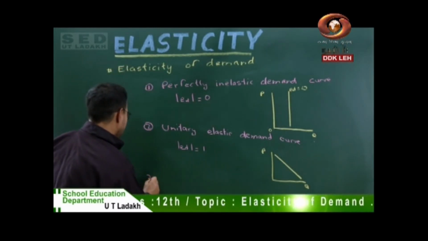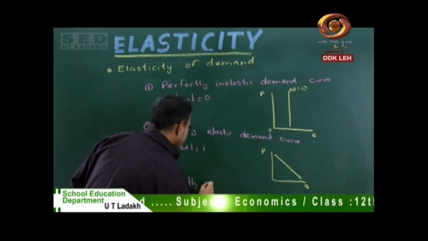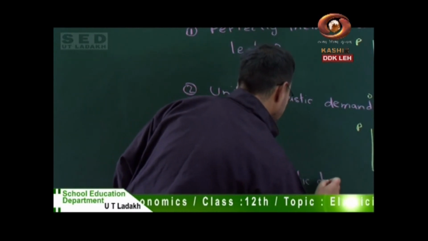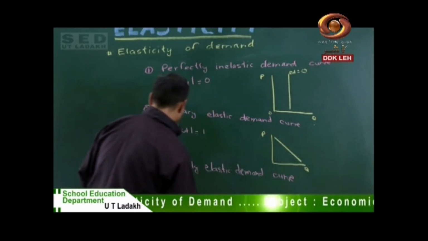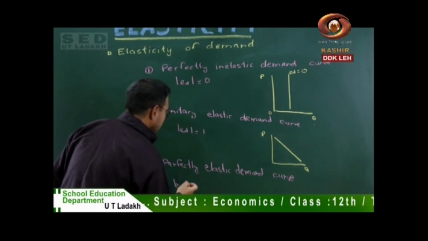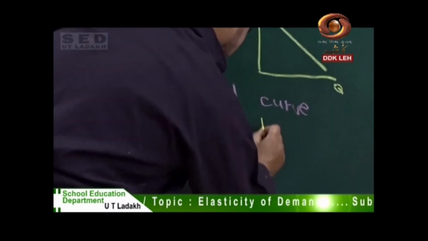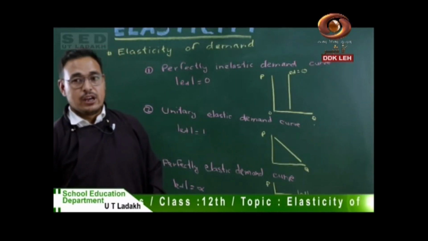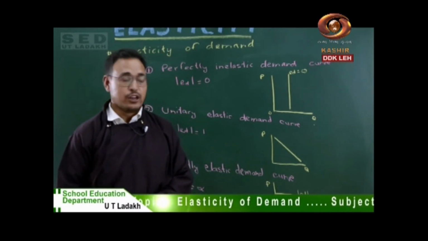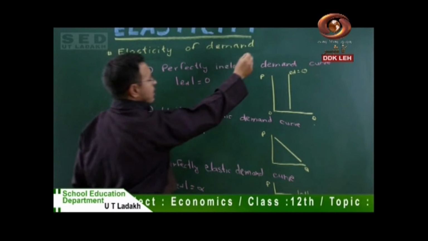Now the third category is the perfectly elastic demand curve. Over here, your value ED will be equal to infinite, which means very, very large. Now, graphically, what it means is that if we put P and Q, then your elasticity will be infinite, or that means that there will be an infinite amount of change in your quantity demand for a very small change in your price.